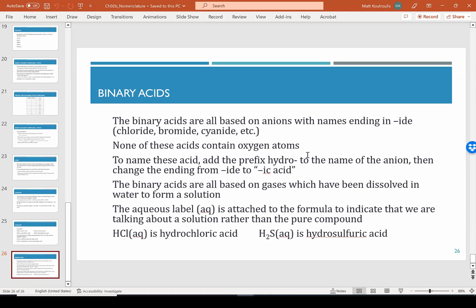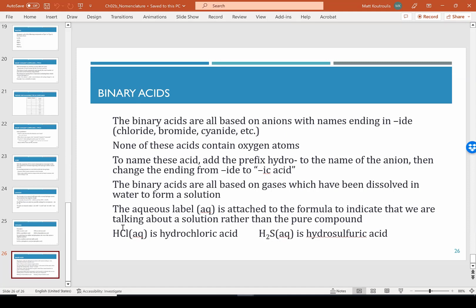I hope that kind of makes sense. I'm not going to really penalize you if you get those slightly confused. But that's why we're always going to write aq on the acids, these hydro acids, but I can leave out aq on the other acids. How do you figure out how many hydrogens you need?